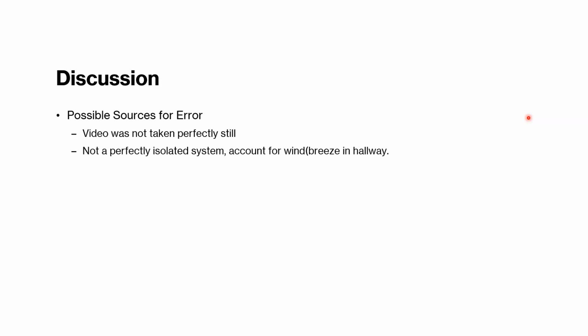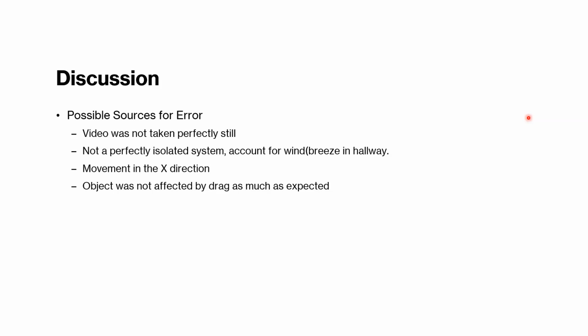Possible sources of error. The video is not taken perfectly still, so it's not a perfect video to fully capture the length and movement of the ball. Also, it's not a perfectly isolated system. There's a breeze in the hallway that's going to affect it ever so slightly, so we can't say it's a perfectly isolated system. There was some movement in the x direction, and ideally we should just have it drop straight down. And according to the guidelines for the experiment, an object was supposed to have more noticeable drag, something like a coffee filter where you can visibly see that it is slowing down.